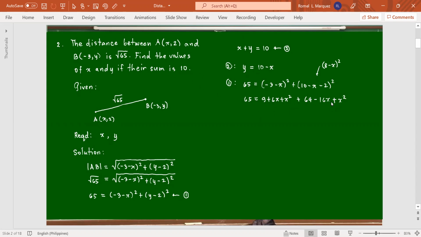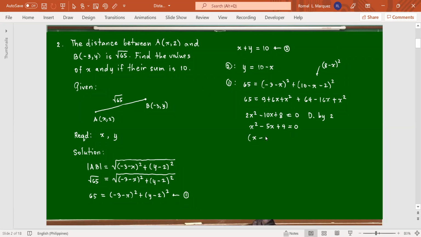So combining these two quadratics, we have 2x squared. And then 9 plus 64, then minus 65, that is what? Guys, the constant. Is it 8? Positive 8, and then 6x minus 16x is negative 10x. And that is equal to 0. Divide by 2 each side to simplify further to get x squared minus 5x plus 4 equal to 0.